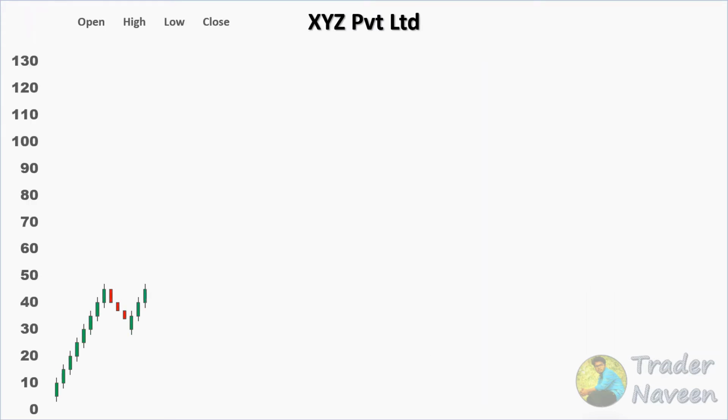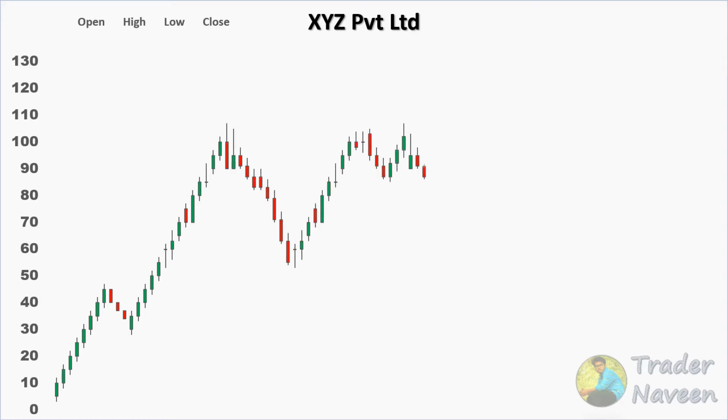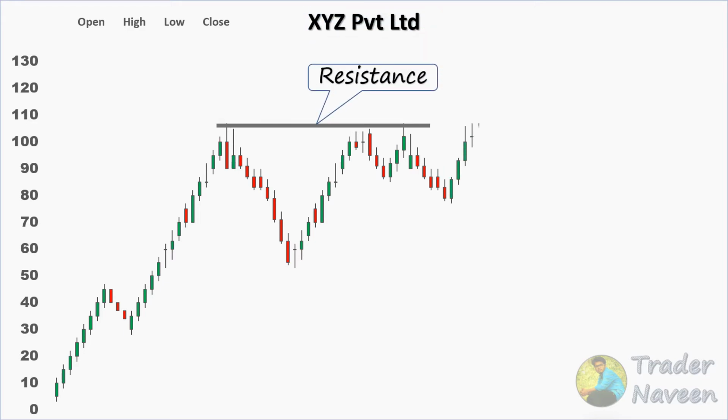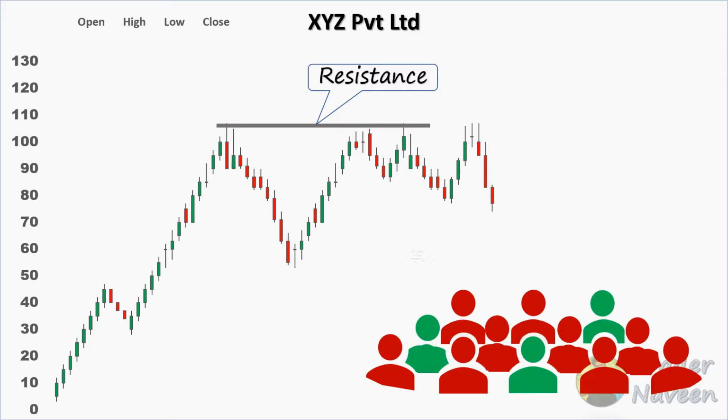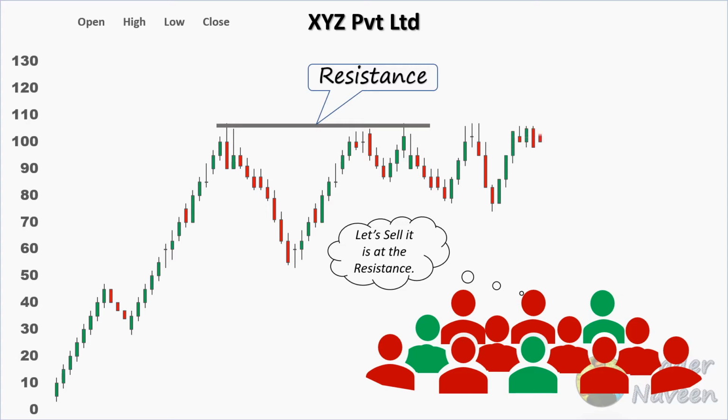Resistance is the vice versa of the support. It is the price level where the stock has tested the same upper level more than once. Here the supply is strong enough to prevent the price from increasing further, due to a high number of sellers than the buyers. The resistance level is strong enough if it is tested multiple times.